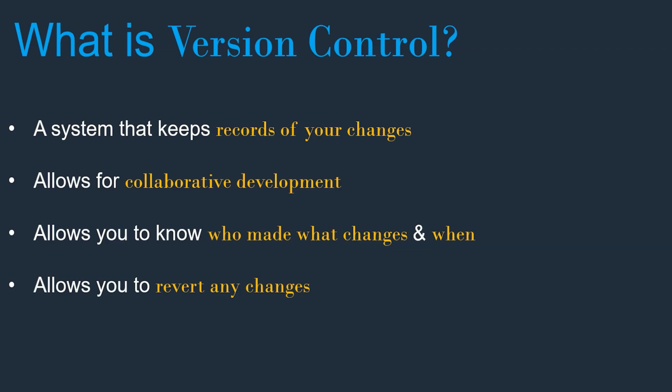Next, it allows you to revert any changes. If we made some changes today and it is not working and I want to go back to yesterday's code, it is quite easy for me, because it tracks what changes I made today and allows me to revert to the previous code. So these are the major advantages of using a version control system.